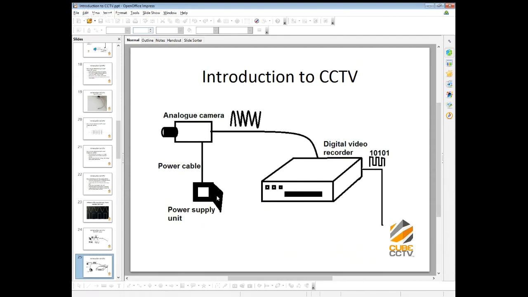Most cameras, you require to supply power. So there's a power supply, just showing the power supply there. Some cameras do work with batteries, but it's very common that you provide power for cameras.